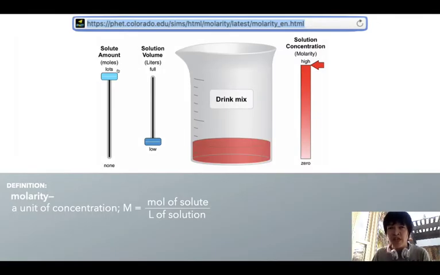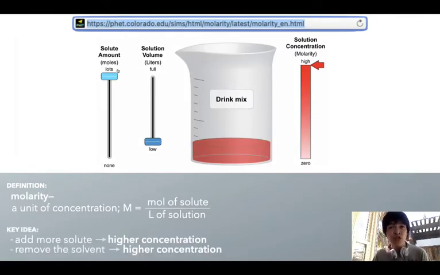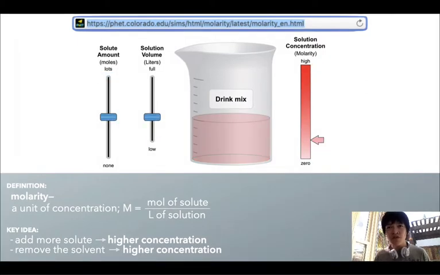This leads us to a key idea. The concentration of a solution depends on both the moles of a solute and the liters of solution. Adding more solute to a solution will make it a higher concentration, but removing the solvent would also make the solution more concentrated. I want to show you one last thing relevant to solutions.